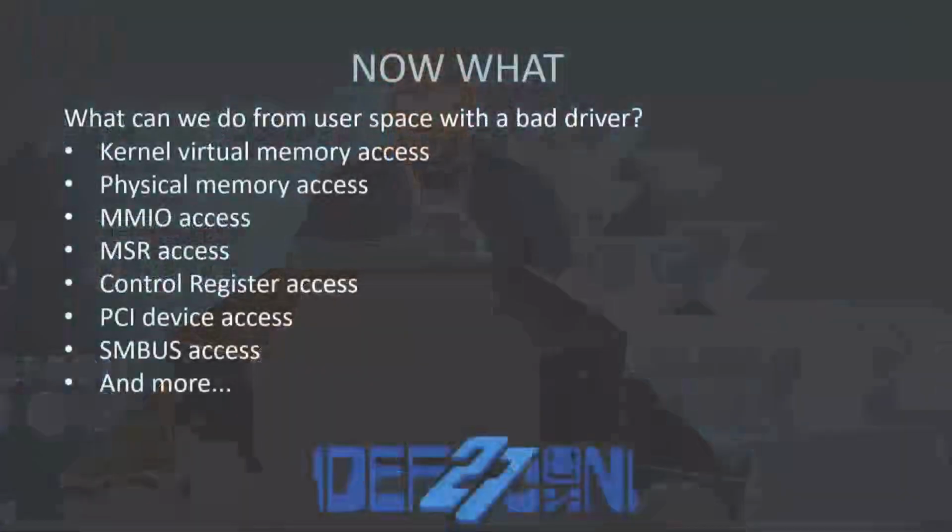But the types of things that we found were things like, basically you could ask from user space for the kernel to go read and write virtual memory in the kernel, or do read and write to physical memory addresses. You could go talk to MMIO devices, model-specific registers, arbitrary read-write, control register access, talking to PCI devices, some SMBus access, just basic in and out.